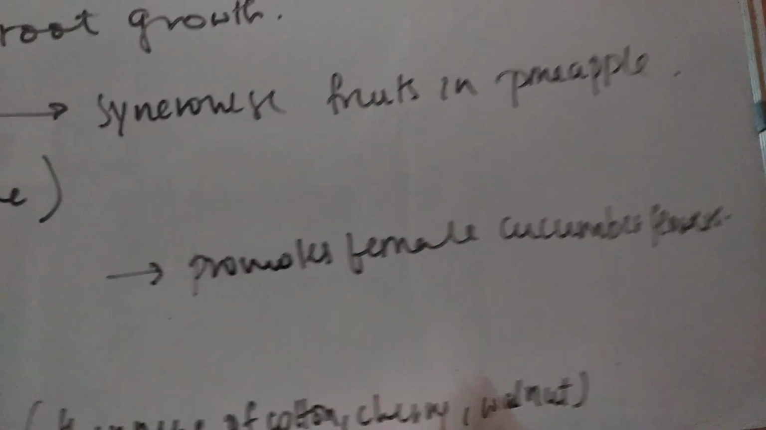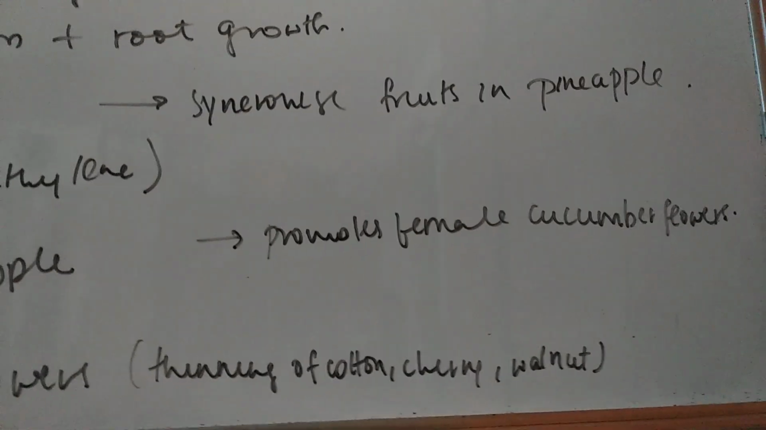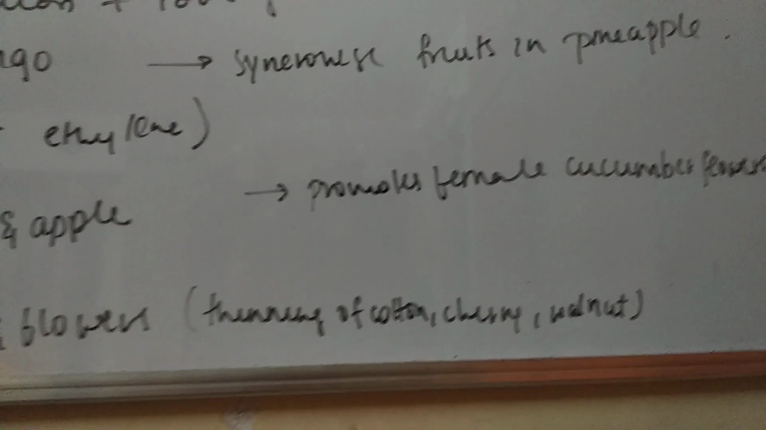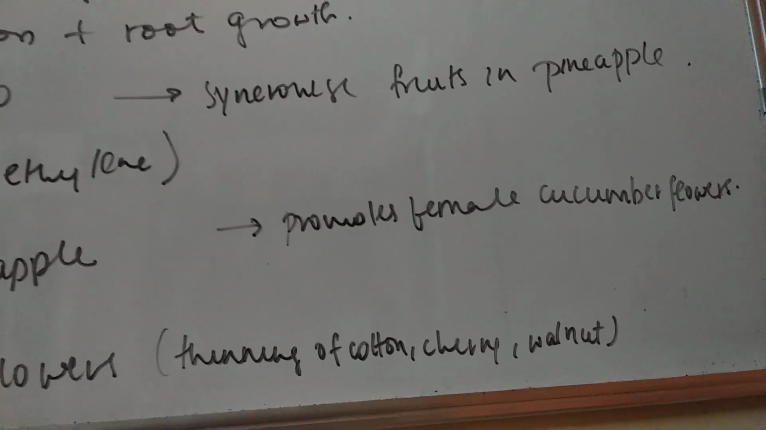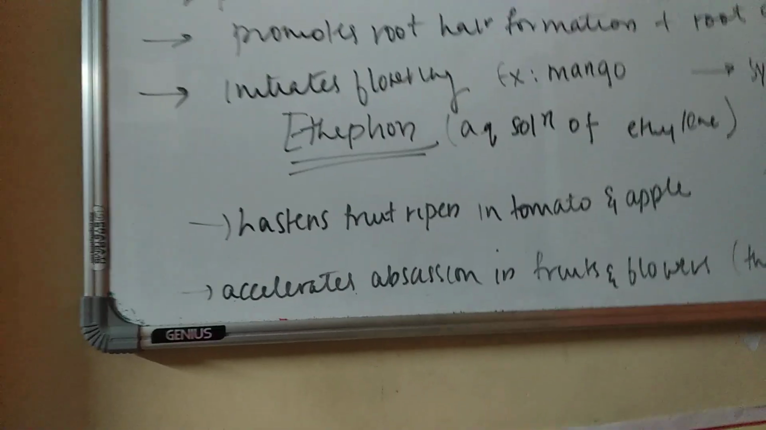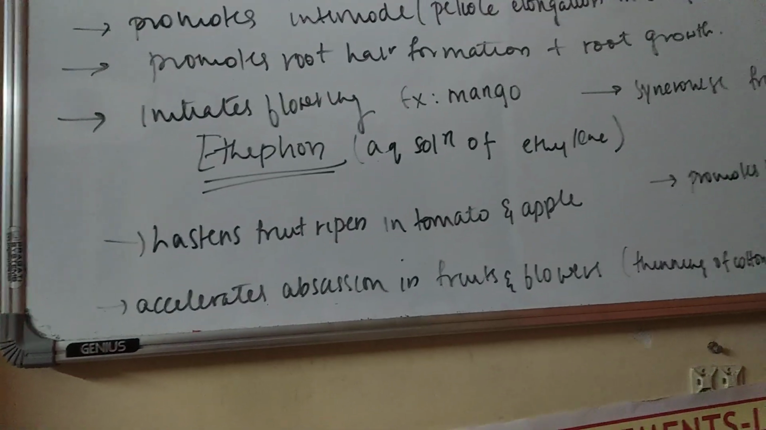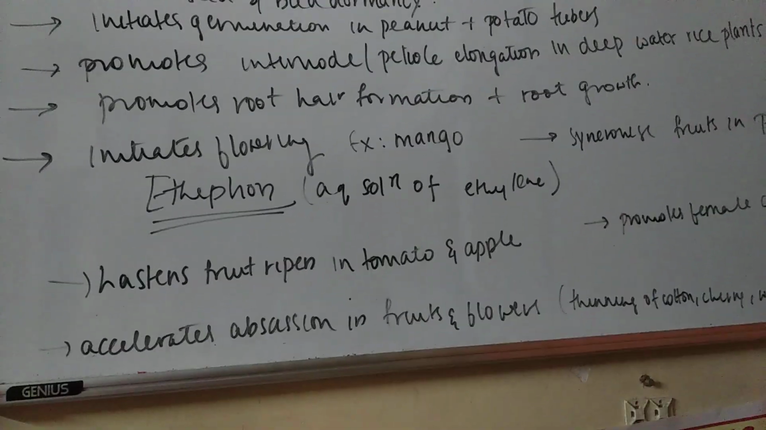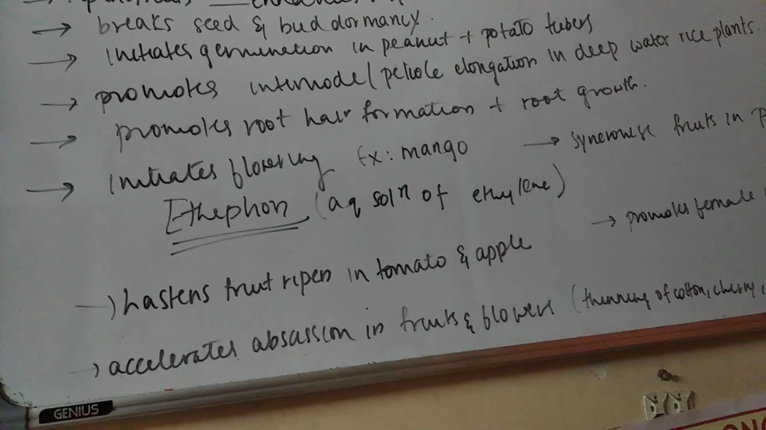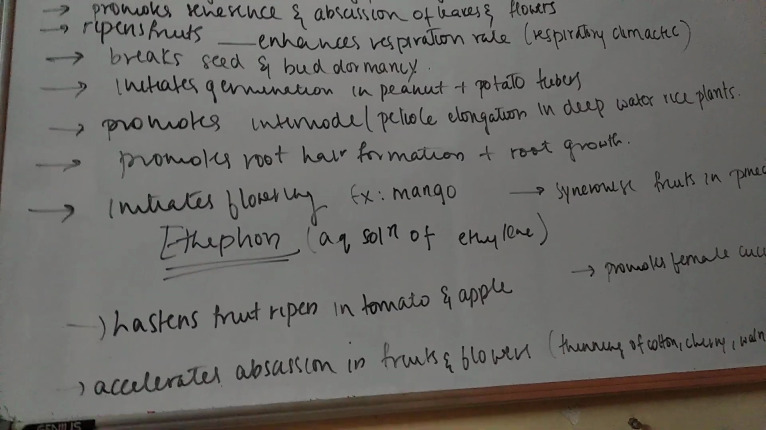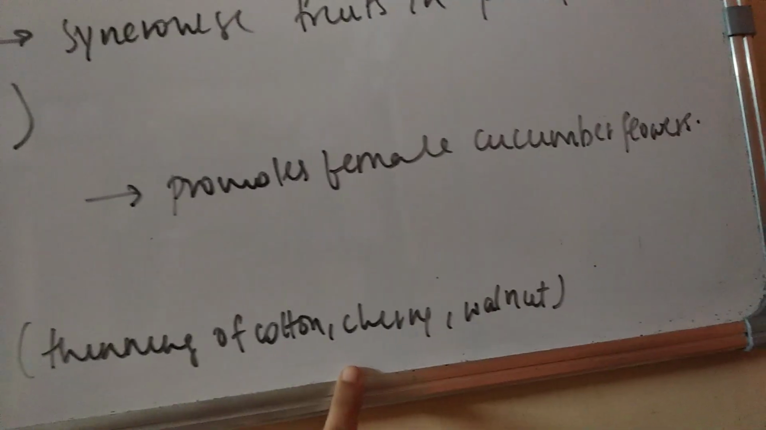It also promotes female cucumber flowers, which means that if only female flowers are born on the plant, then obviously it will have more cucumbers, because female flowers will give cucumbers, male flowers won't. So that's why it helps in the promotion of female flowers in cucumber. Also, it accelerates abscission in fruits and flowers. As I said again, fruits, flowers, leaves, everything, abscission ethylene does. That's why people use it for causing their fruits, etc., to ripen earlier than they usually ripen. And that's why it's also used in thinning of cotton, cherries, and walnut.